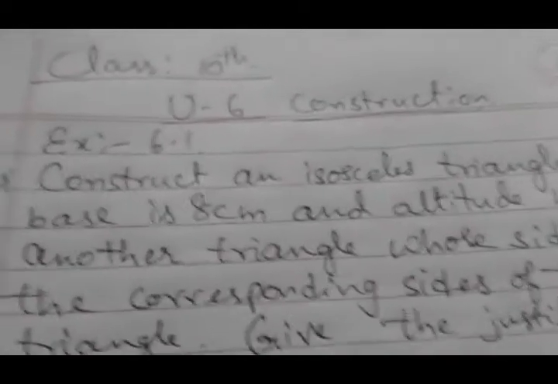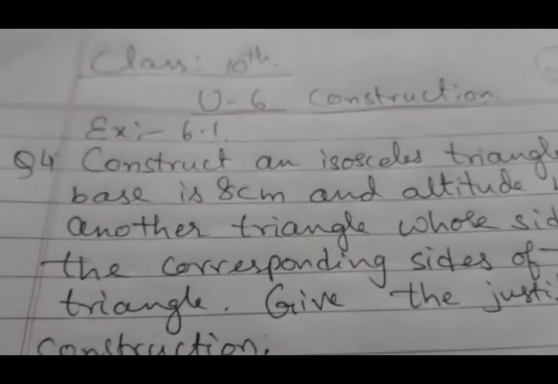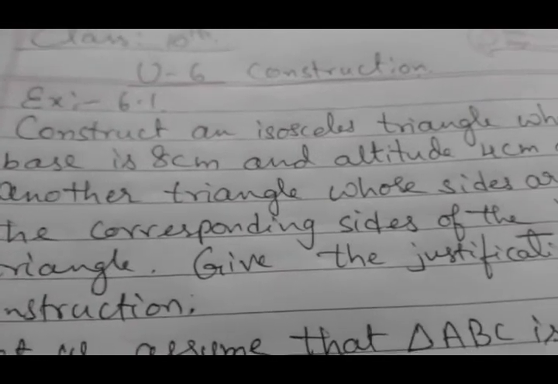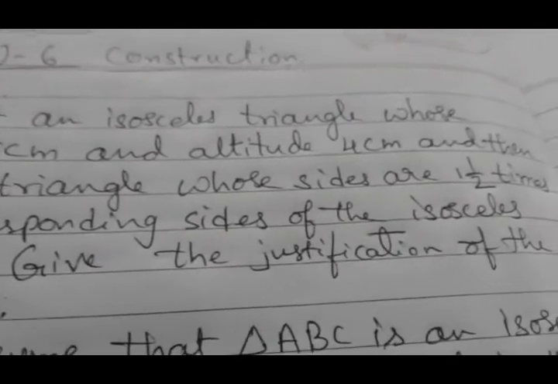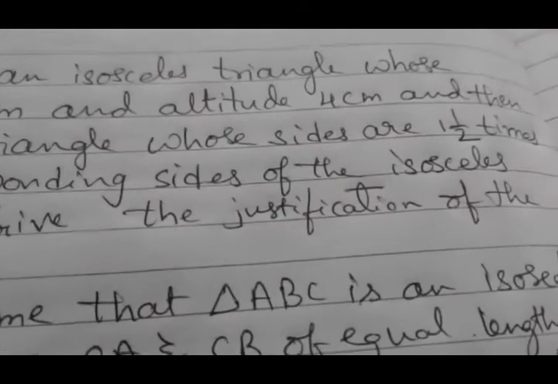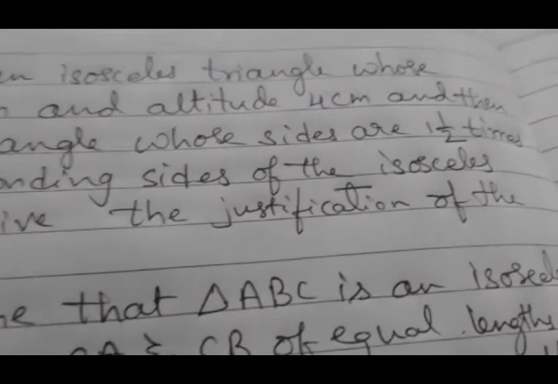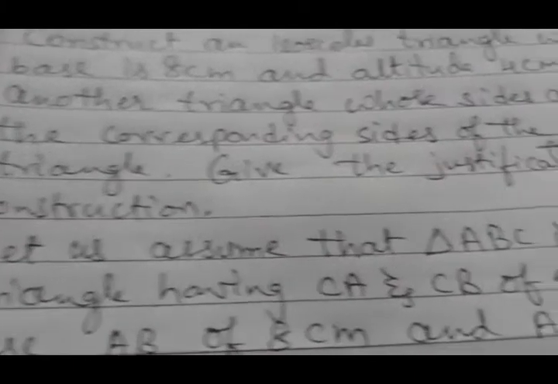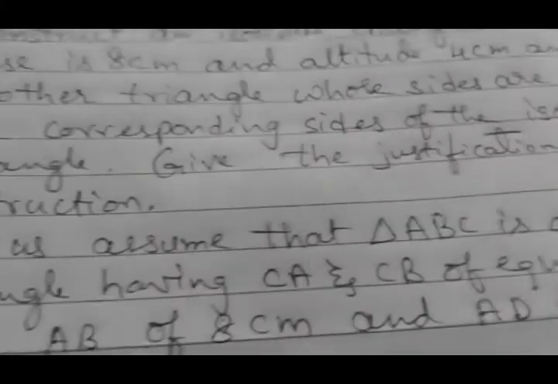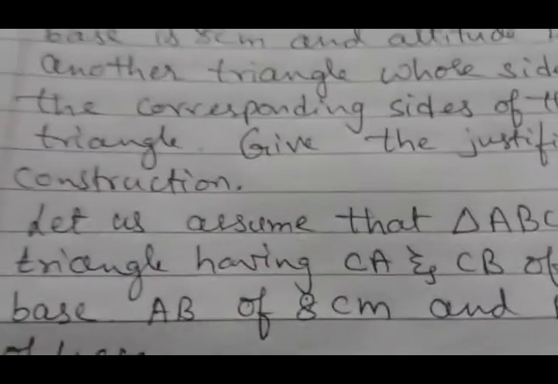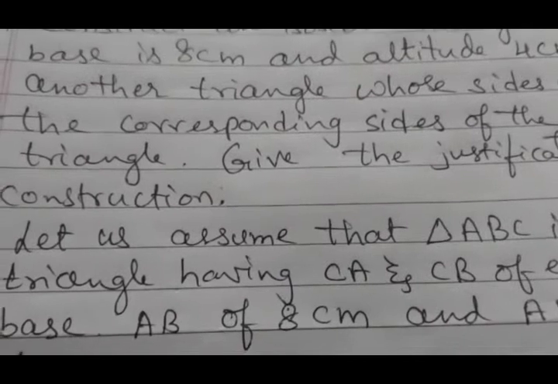Class students, this is your Unit 6 Construction, Exercise 6.1, fourth question. Construct an isosceles triangle whose base is 8 centimeter and altitude is 4 centimeter, and then another triangle whose sides are 1 by 2 times 1 by 2 means 2 on the 2 plus 1, 3 by 2 times the corresponding sides of the isosceles triangle. Give the justification also. This means one triangle is given and another you have to draw.